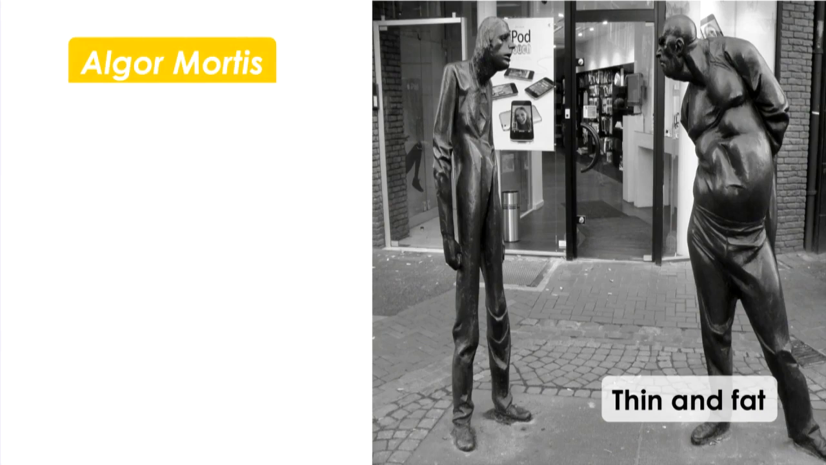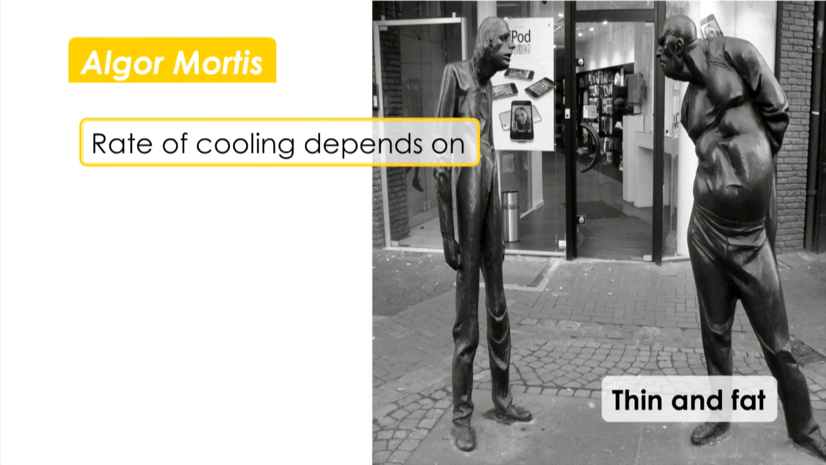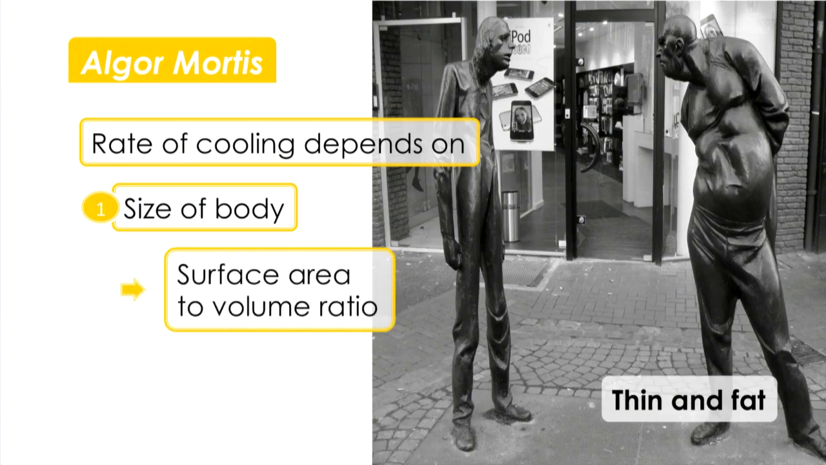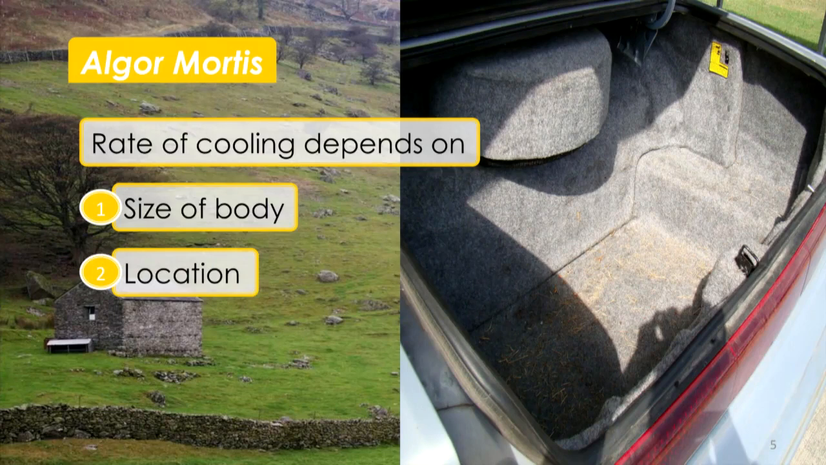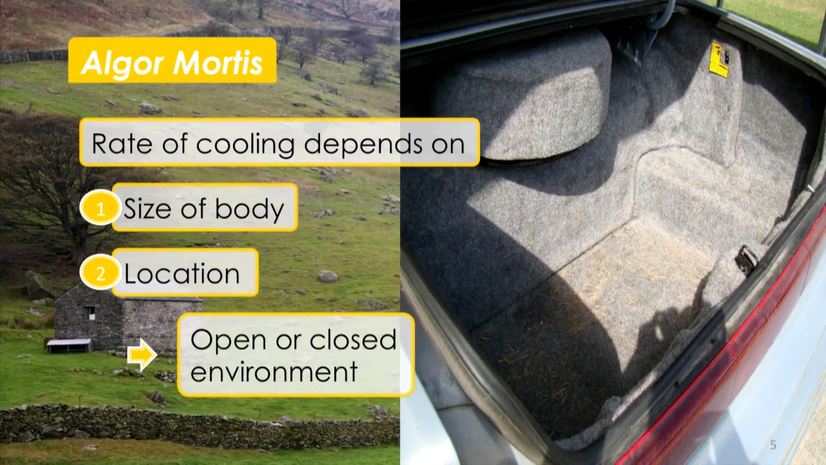However, these estimates should always be done by someone who is experienced in this kind of work, because the rate at which your body cools can be affected by all sorts of different factors. One factor is the size of the body. A thin person is going to cool down much faster than a fat person, and that is simply a reflection of the surface area to volume ratio. The location in which the body is placed is going to make a big difference. If it's out on a hillside with the wind blowing over it, it's going to be cooling down faster than if it's locked in a trunk or a bag.